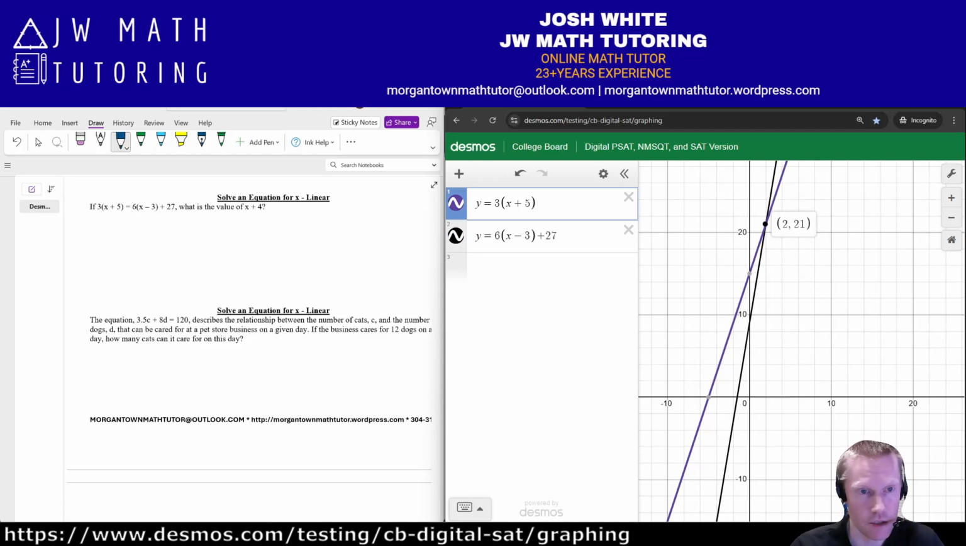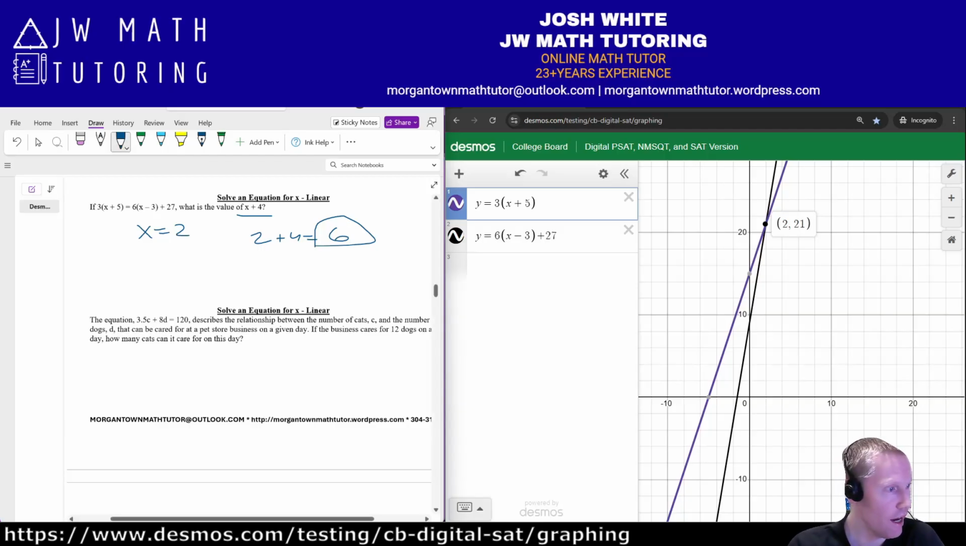So notice here the intersection point is (2, 1). That means that x equals 2. However, be careful, that is not the answer because the problem doesn't want x. It wants x plus 4. So you do have to remember to take 2 plus 4 and get 6. Okay, so 6 is the answer that you would submit for this problem on the test.